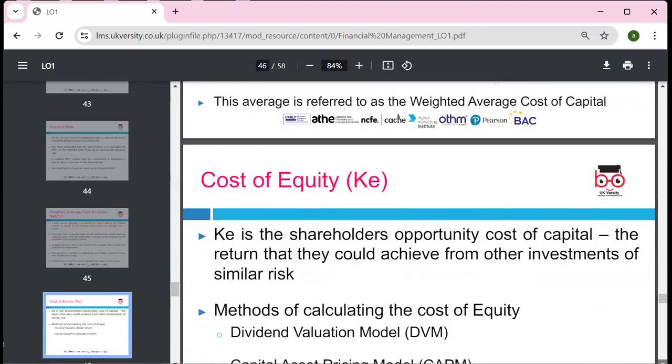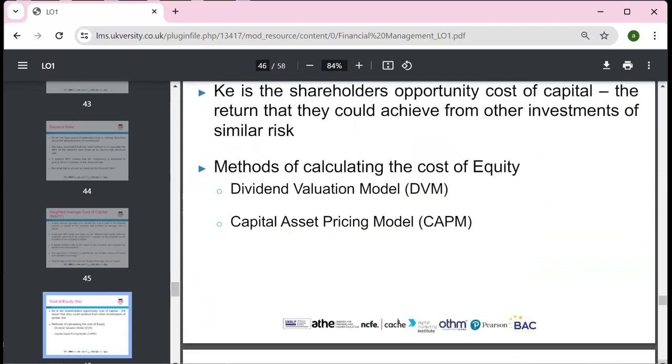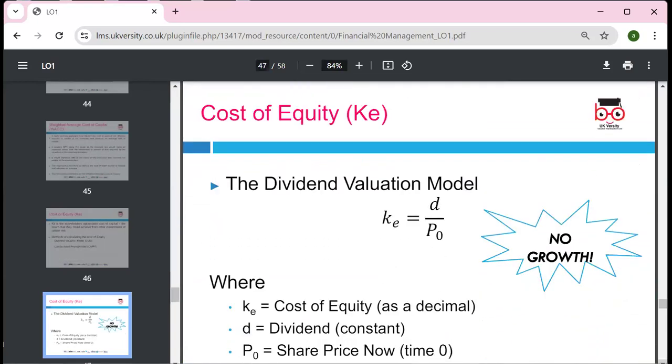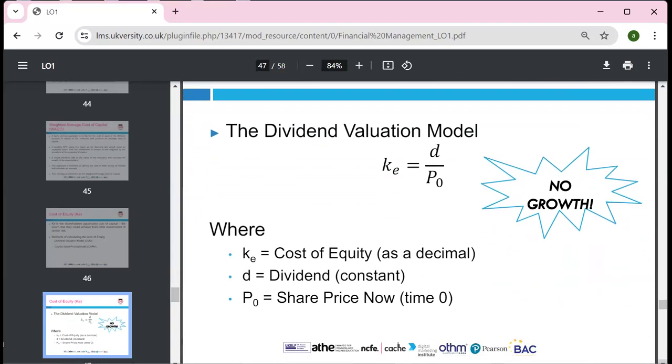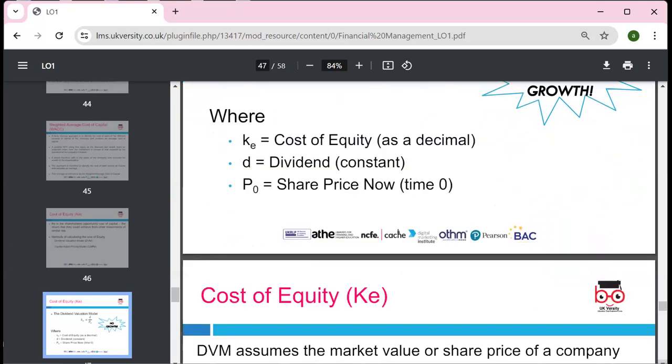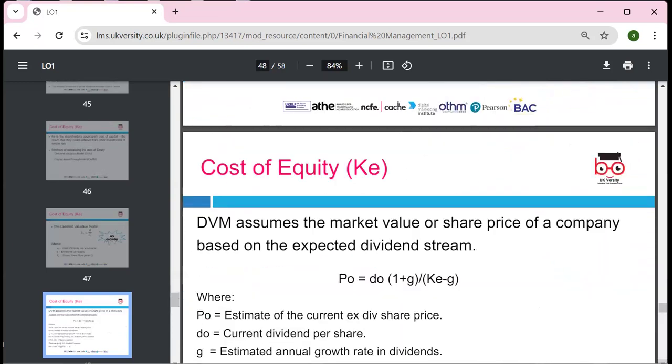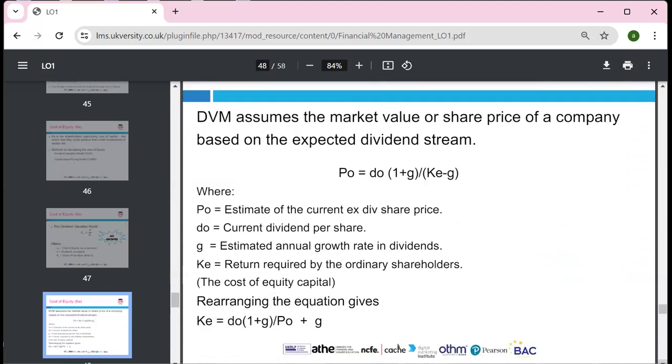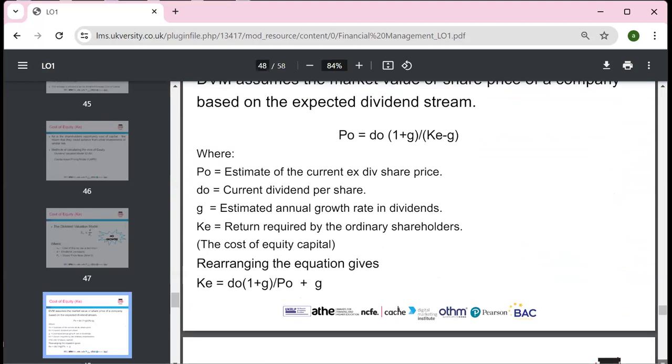For the cost of equity, it can be measured with two methods of calculation: the dividend valuation model and the capital asset pricing model. The cost of equity is based on the dividend and the purchase price of the share, which we can calculate using this equation. In the next lesson we will look at the DVM, which uses the market value or share price, based on P0 equals D1 divided by K minus G, where G represents the estimated growth rate. So that is the formula we can use.